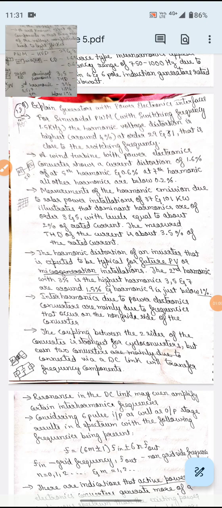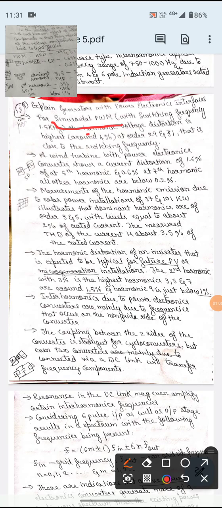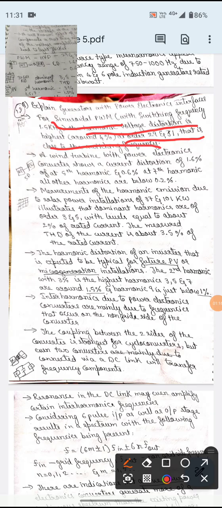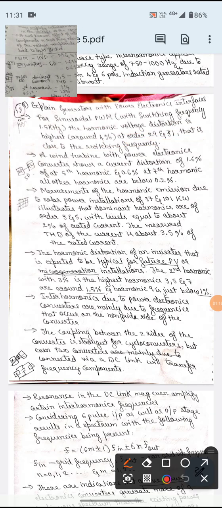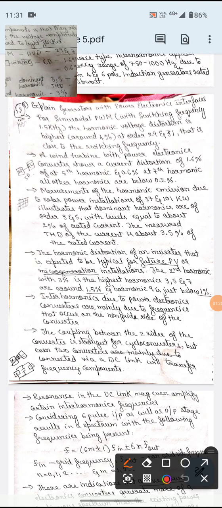That means for sinusoidal pulse width modulation, harmonic voltage distortion is highest at which order? At order 29 and 31. That is close to the switching frequency. So for pulse width modulation, the harmonic voltage distortion is at 29 and 31.